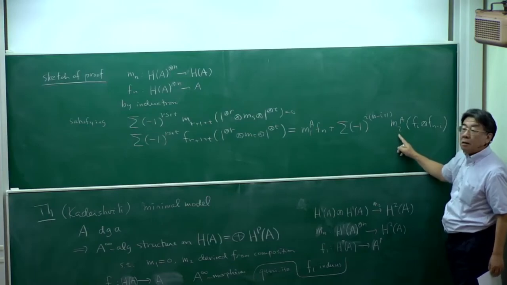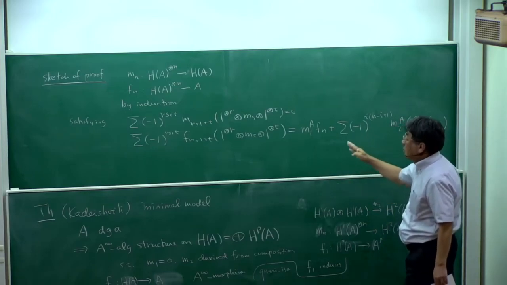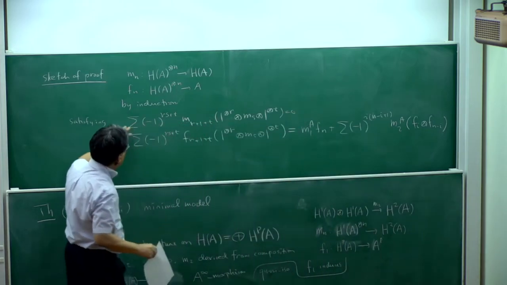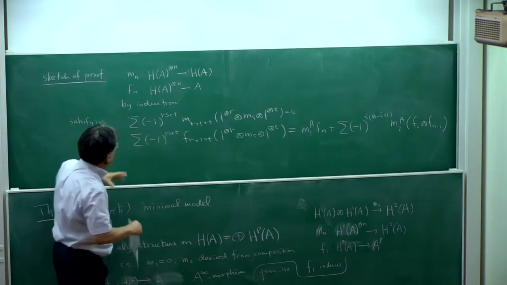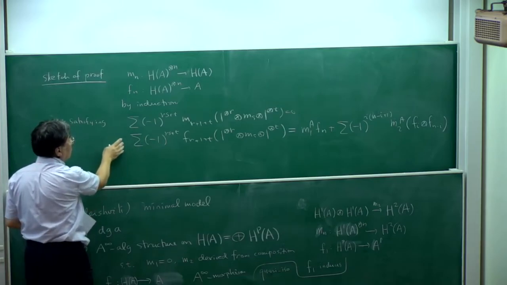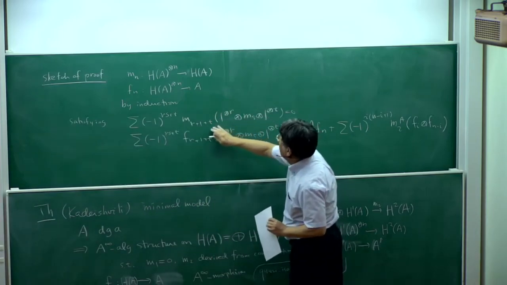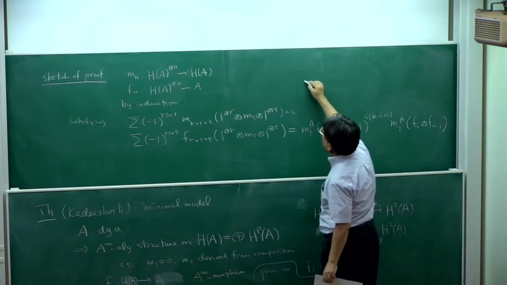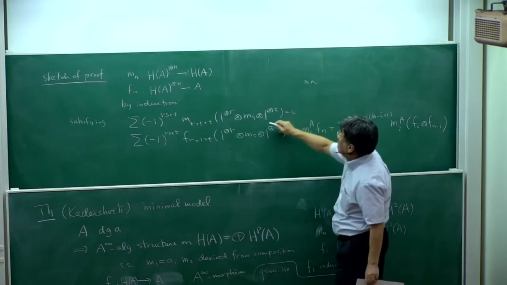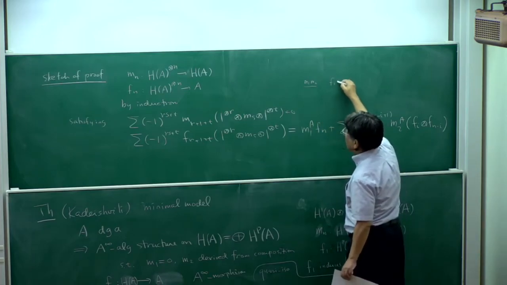There is no higher M in A because A is a DG algebra. So if you look at this closely, each of both has a degree N term. And if you look at the degree N term, then this becomes M1 of Mn. So this is the highest term. And here the highest term is F1 Mn.